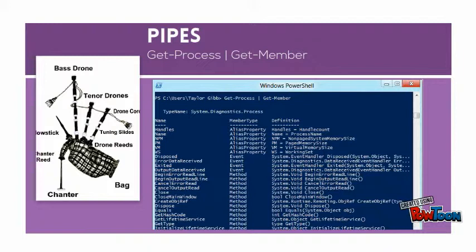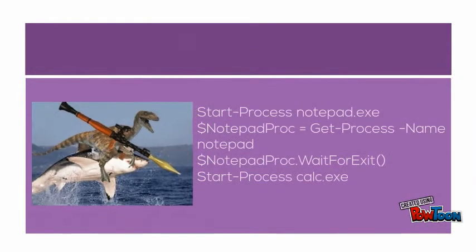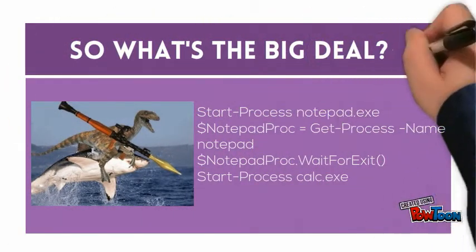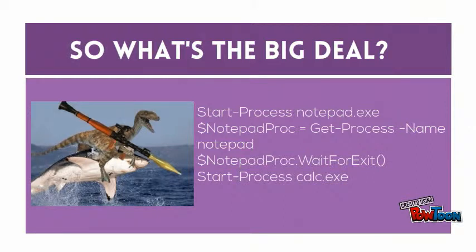So now you have learned how to use a pipe with the get member method against the get process commandlet. For example, using the information from the get member output, we could do something like the script shown here. The .NET developers out there might recognize the wait for exit method as being the standard method on a System.Diagnostics.Process class.